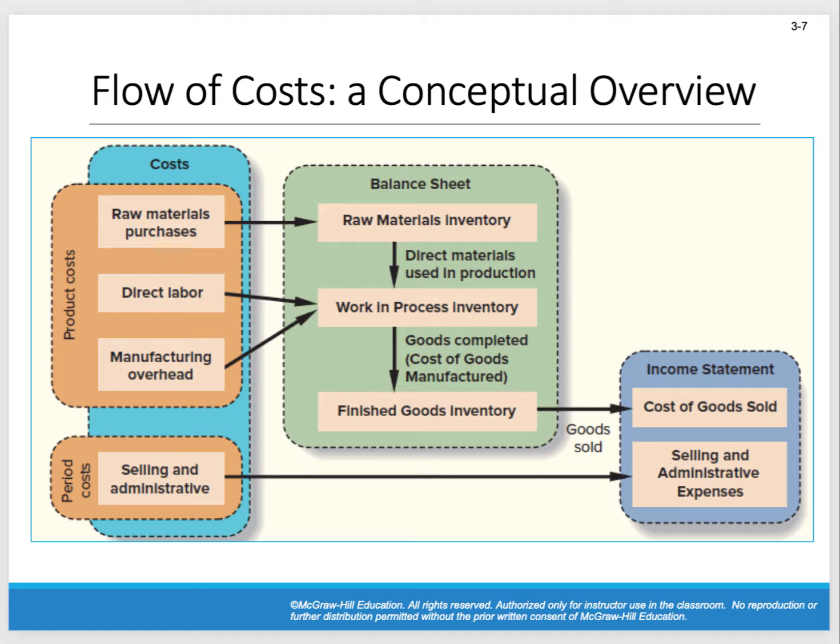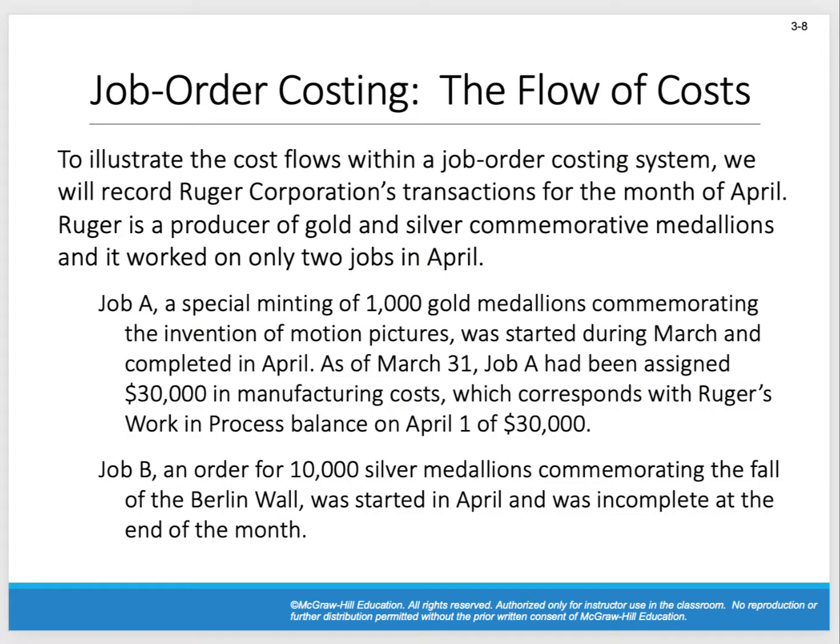Great overview of how costs flow through the accounting system. Okay? Let's look at an example of the cost flow. Now let's say that, for example, we have a company here, Ruger Corporation, with transactions for the month of April. Ruger is a producer of gold and silver commemorative medallions, and it worked on only 2 jobs in April. So we have 2 jobs, job A, job B, no problem. So why are we using job order costing? Well, we have 2 different jobs.